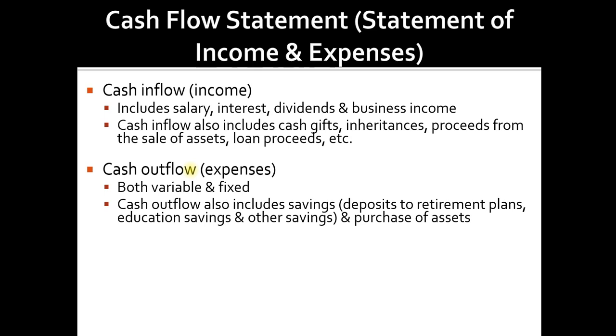So this represents our expenses, both variable and fixed. For those that are still a little fuzzy on what a variable and a fixed expense are, I have a video that is coming out very soon to explain the difference. The cash outflow includes savings as well. So when we think about cash outflow, we have to pay ourselves, so we can treat that as an expense that we can utilize and categorize as a cash outflow.